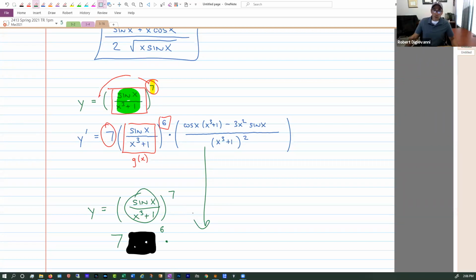All right, we ready for more? There's no such thing as seeing too many examples of chain rule. There's no such thing. All right, so how about this one?